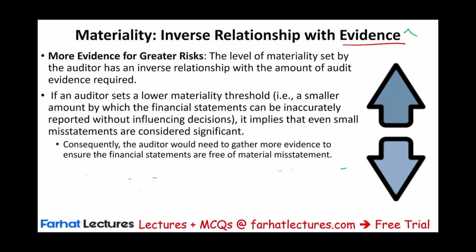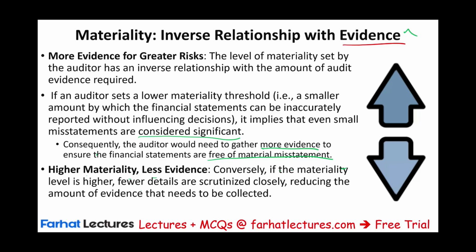So if the auditor sets a lower materiality threshold, it implies that small misstatements are considered significant now. Consequently, the auditor would need to gather more evidence to ensure that the financial statements are free of material misstatement. On the other hand, if the materiality level is higher, fewer details are looked at, reducing the amount of evidence that needs to be collected.